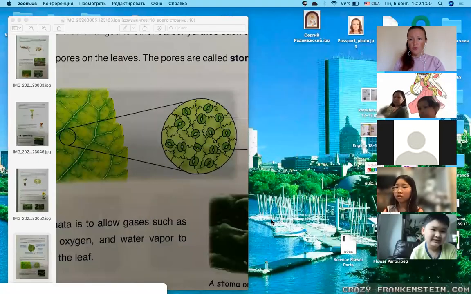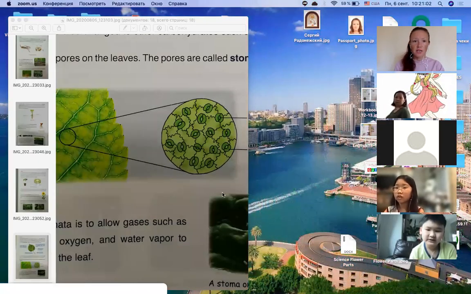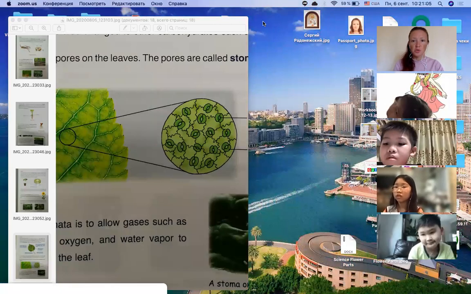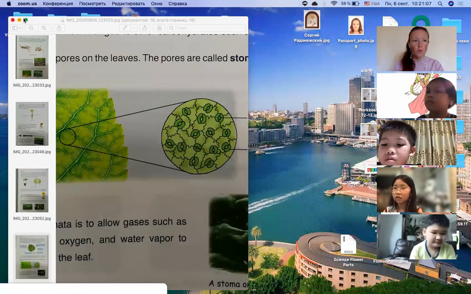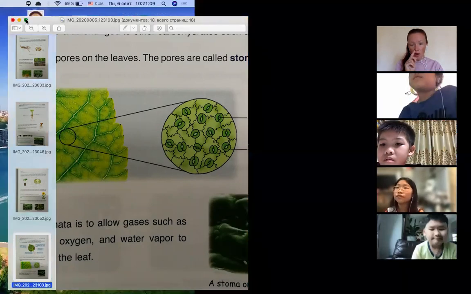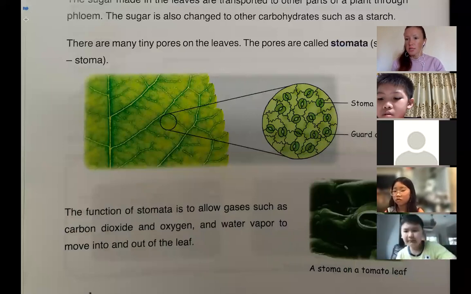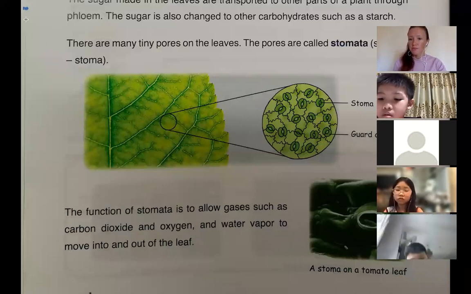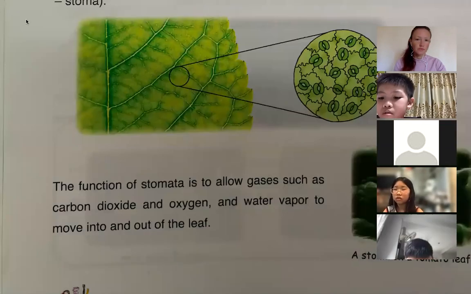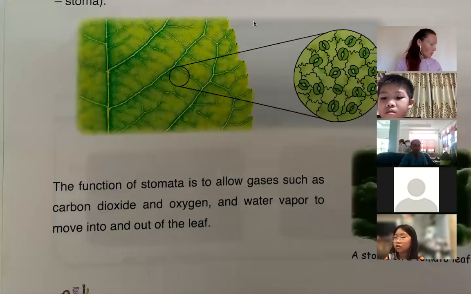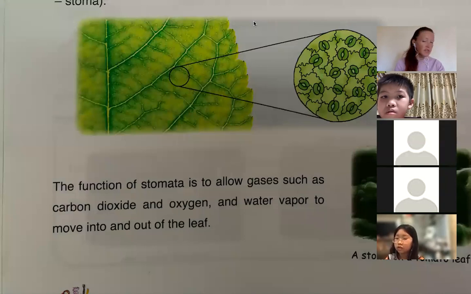All right, so I hope that for this time when we reconnected, you looked in your books and you can answer now: what is the function of stomata? Page 26, guys. Have a look and give me the answer. What is the function of stomata?